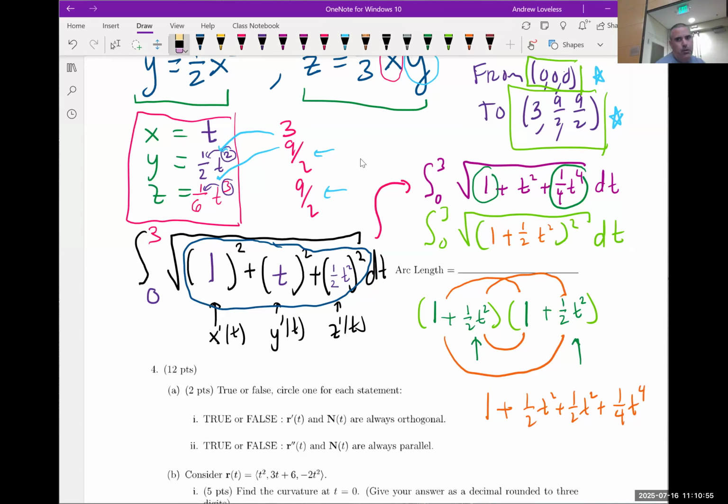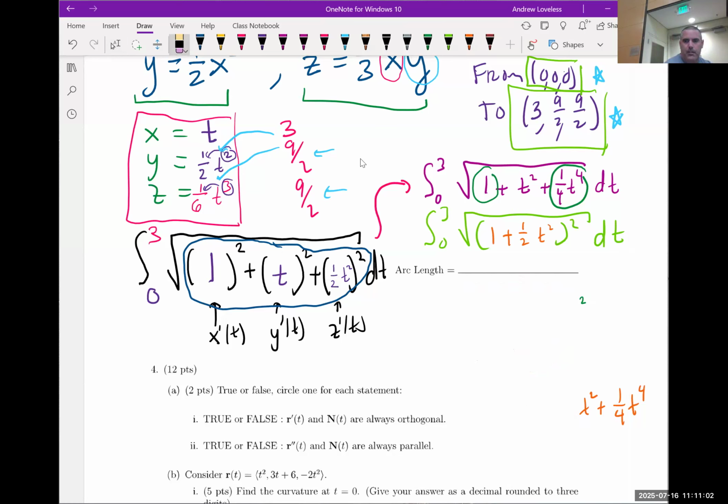That was that homework question, how we did that. Now, a couple people asked me questions about the step after that. So what happens after that step? Let's do that a little bit. So it's the integral from 0 to 3 of 1 plus 1/2 t squared. So what happens next?